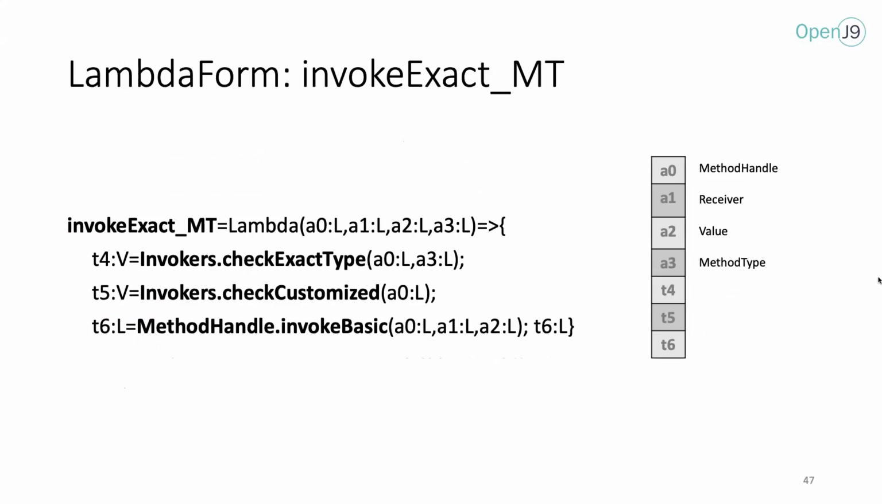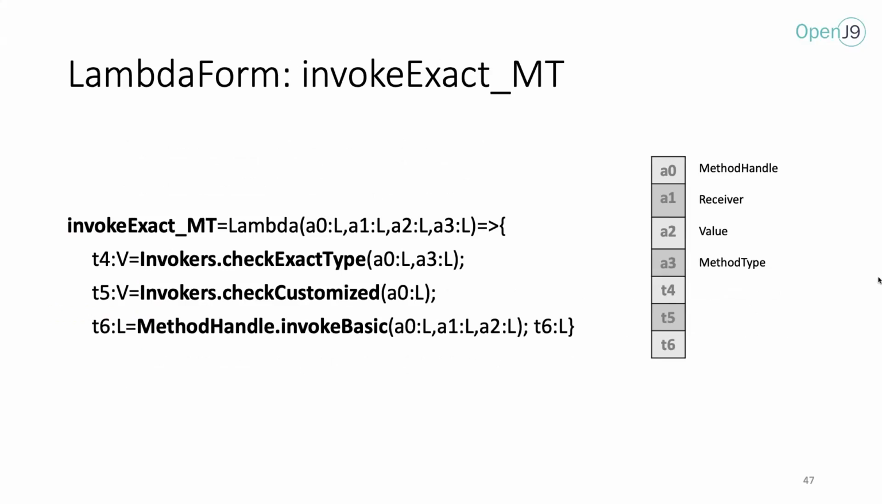And so here is the Lambda form corresponding to this wrapper method. It takes in 4 arguments. The first one is a method handle, then a receiver, value, and method type. And then there are 3 expressions in its Lambda form: T4, T5, T6.